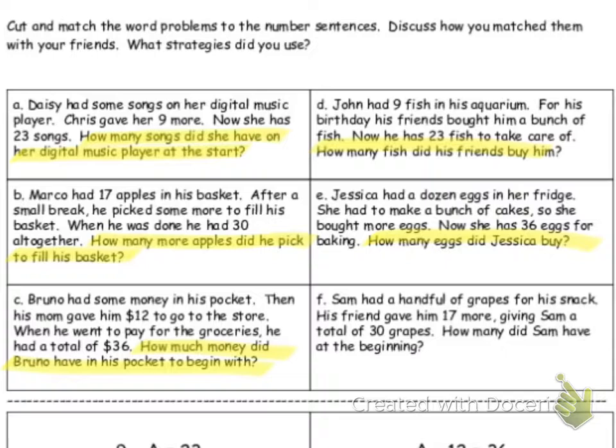Anna Jolene, last one. Sam had a handful of grapes for his snack. His friend gave him 17 more, giving Sam a total of 30 grapes. How many did Sam have at the beginning? What is the unknown? How many grapes Sam had at the beginning? Yes, it's pretty easy. In almost all of these questions, it's the how many part. So great job, you guys.